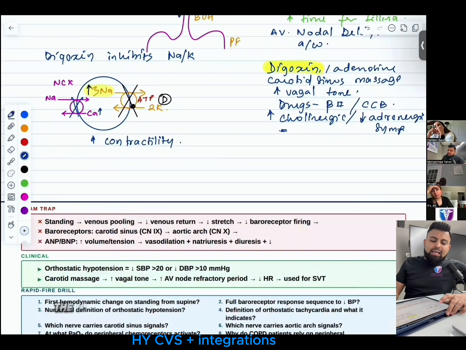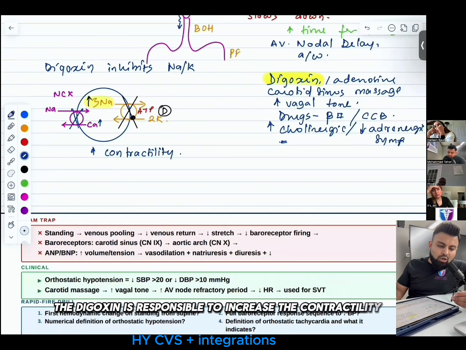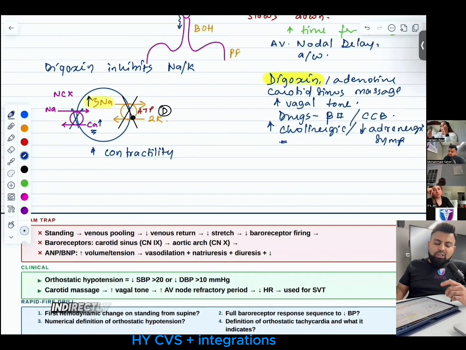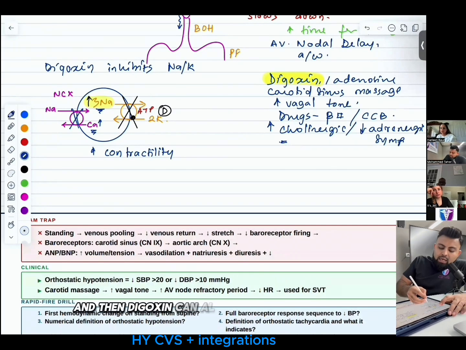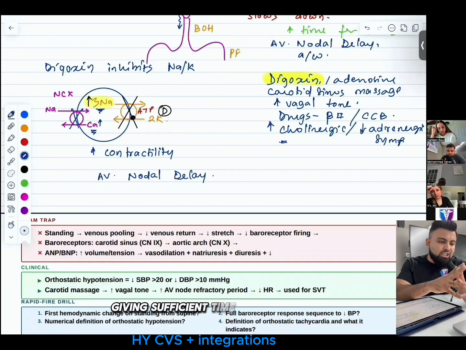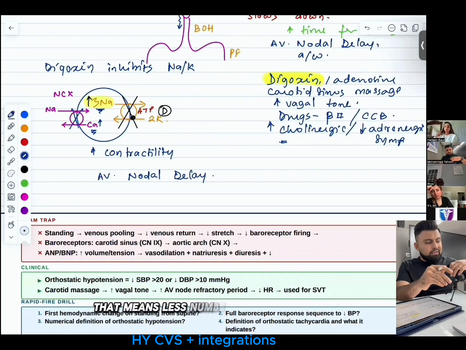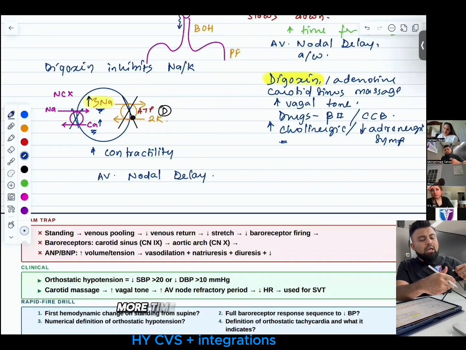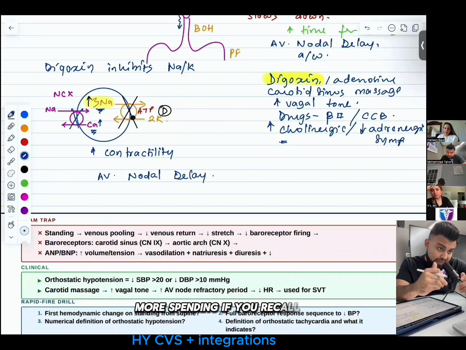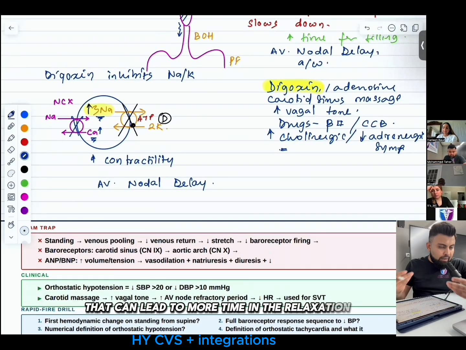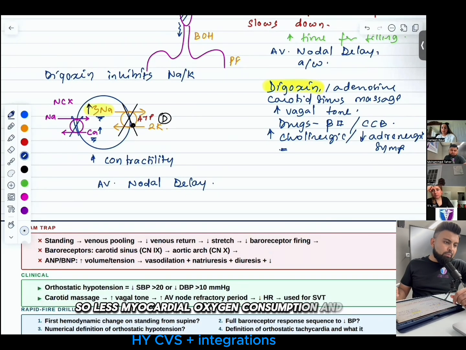Just remember that digoxin increases the contractility by indirectly increasing the calcium concentration, primarily by increasing the sodium concentration and depolarization. Digoxin can also cause AV nodal delay, as I told you. This gives sufficient time for filling, meaning fewer contractions and more time in diastole, more time in relaxation. So less myocardial oxygen consumption occurs.